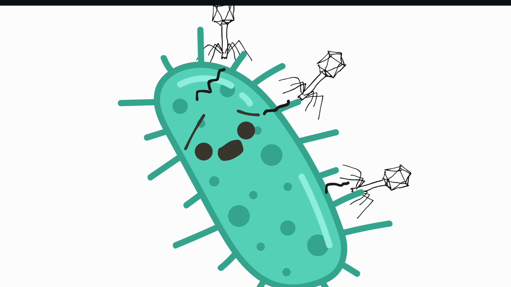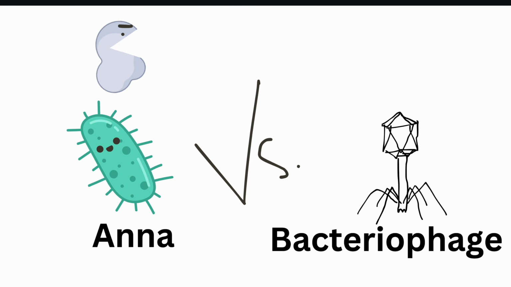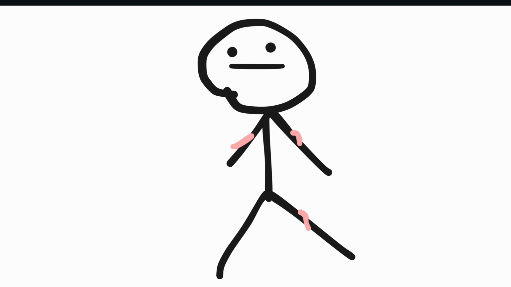But there's a catch. Our bacteria, Anna, has a restriction enzyme. And this restriction enzyme is going to cut through the DNA and protect Anna against this infection. But how does the story of Anna versus the bacteriophage relate to Leon?